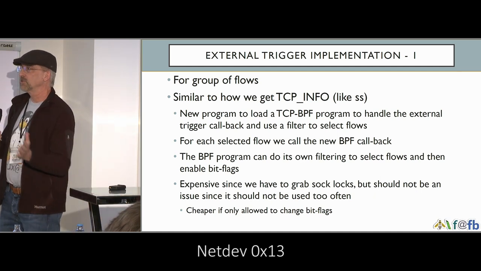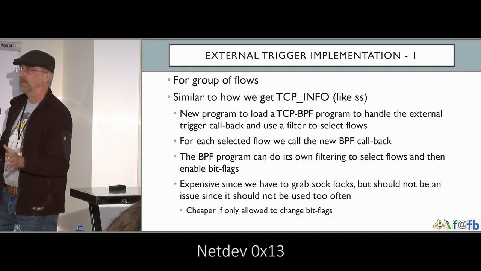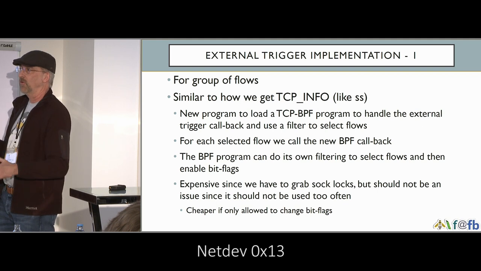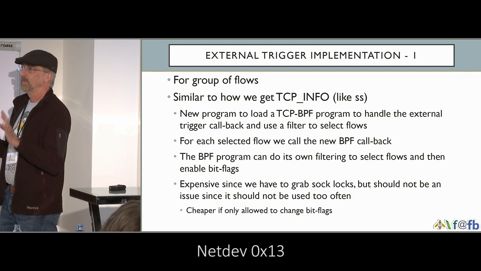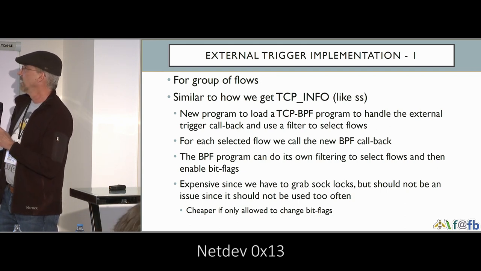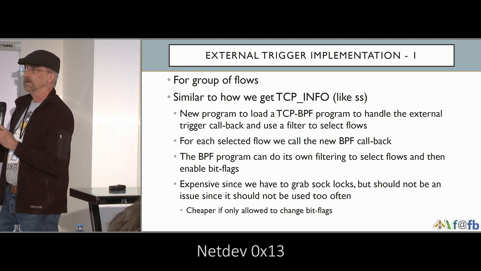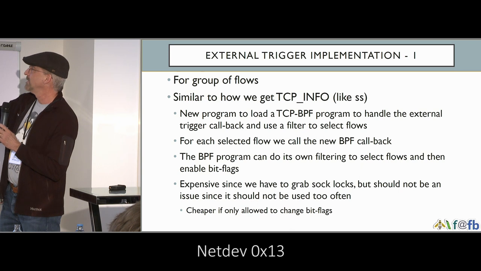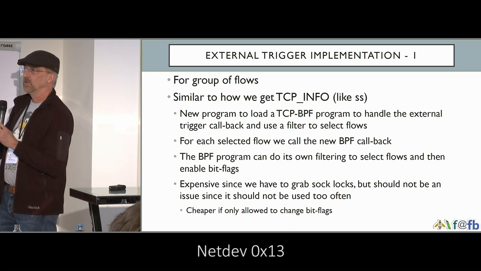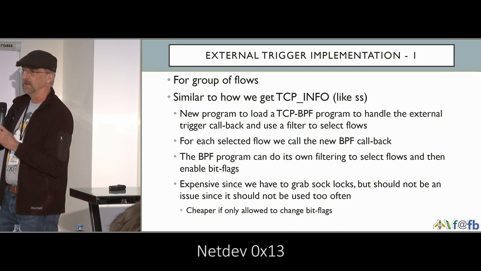So in terms of implementing this idea, one way to do it would be similar to how we get TCP info, where we would call it for all of the TCP flows. We need to grab the socket lock, but we would call it for all existing flows. And the same way that is done with ss, we could have a filter to select which connection we want to call the program. And then the BPF program itself can also do its own filtering to decide with even finer granularity for which flows to do something.